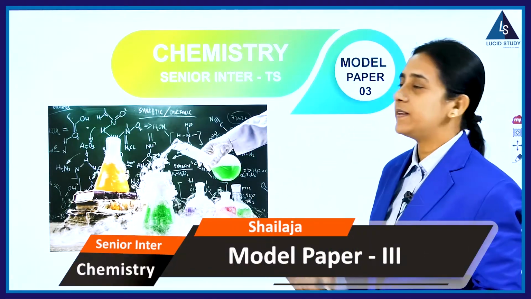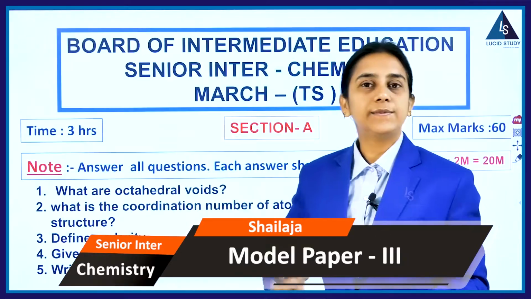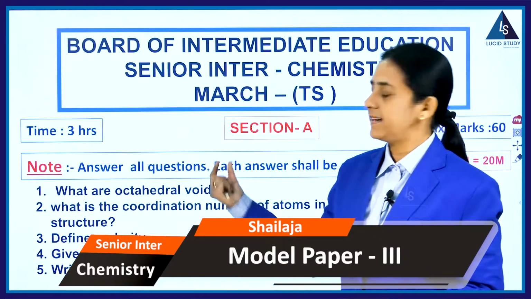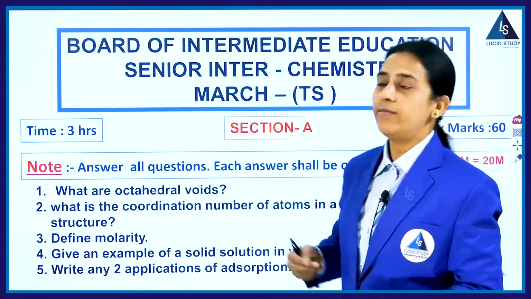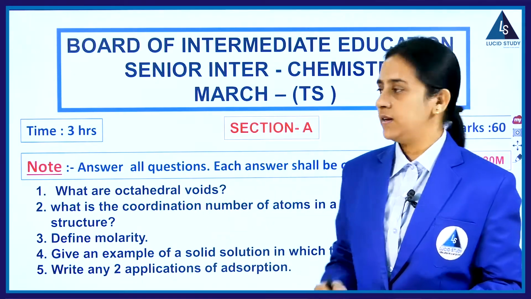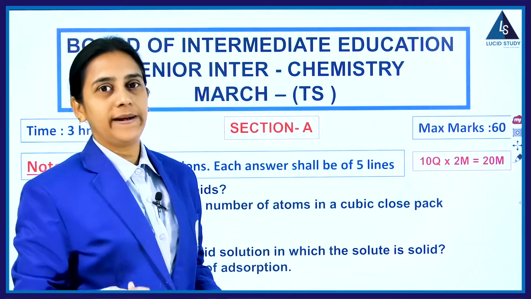We are here with a model paper of Senior Inter Telangana State Chemistry. As we know, Section A contains 10 questions of 2 marks each and we have to answer all of them. So no choice in this section. 10 questions of 2 marks, 20 marks.